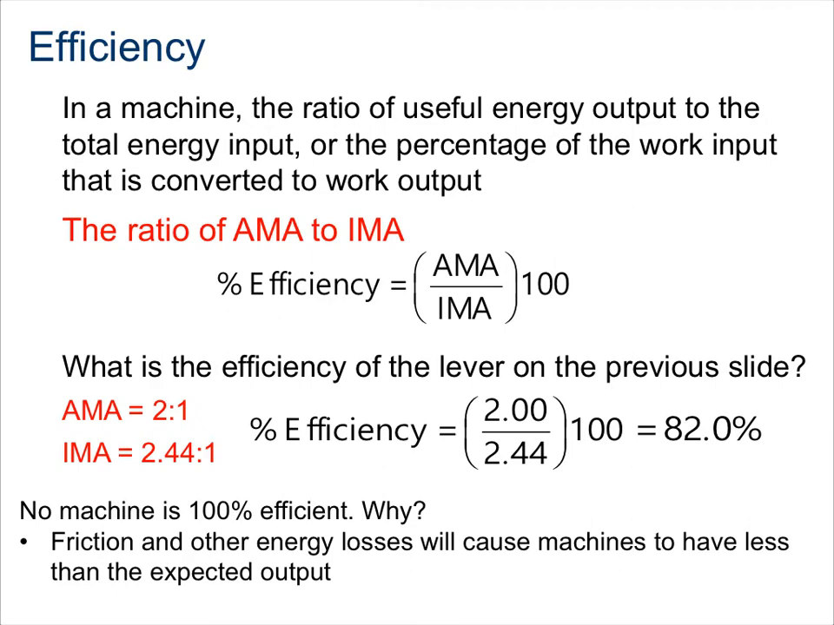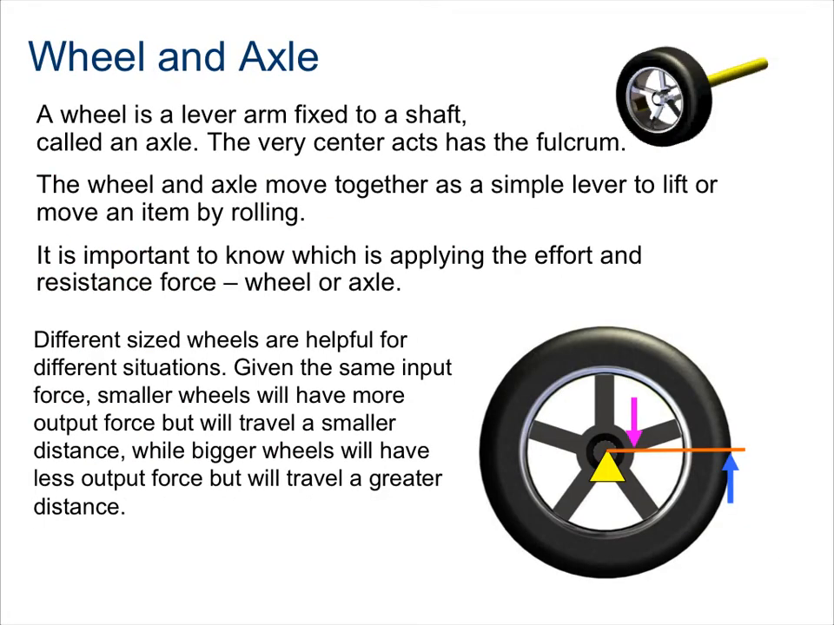A wheel is a lever arm fixed to a shaft called an axle. The very center acts as the fulcrum. The wheel and axle rotate together as a simple lever to lift or move a load. The effort force can be applied to either the wheel or the axle and transfers a rotational force from one to the other. It is important to know which component, the wheel or axle, the effort force is applied. What's the trade-off? Different size wheels are helpful for different situations.